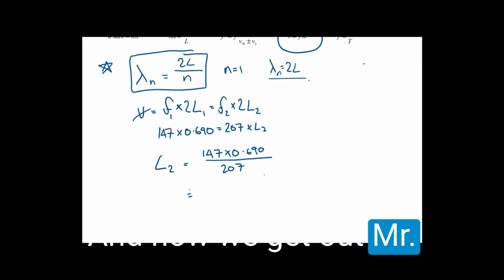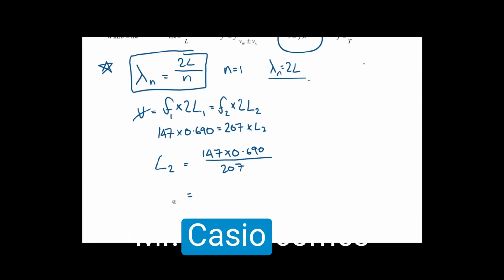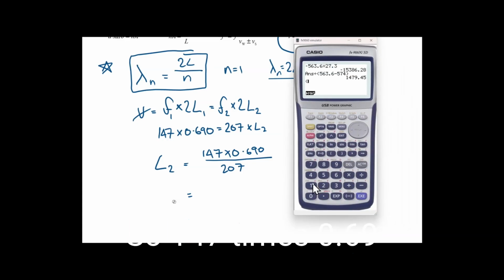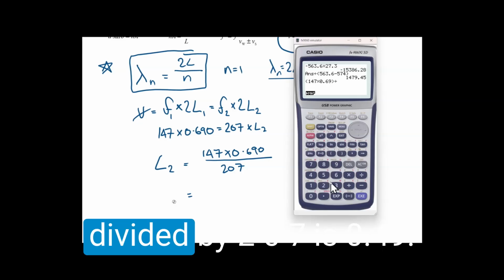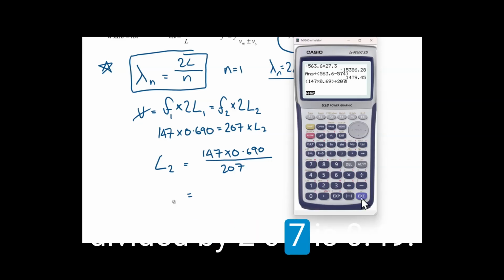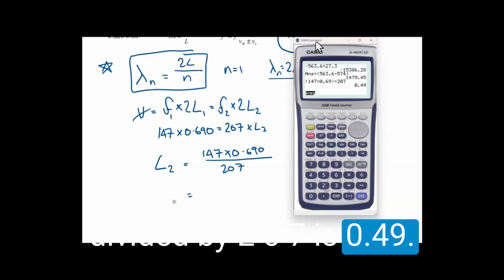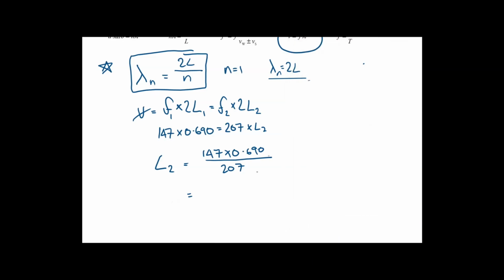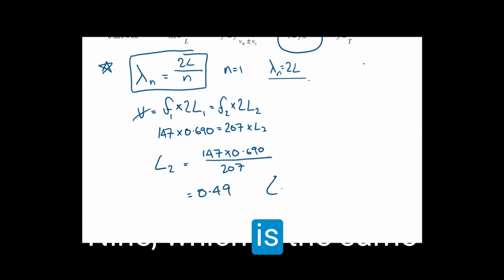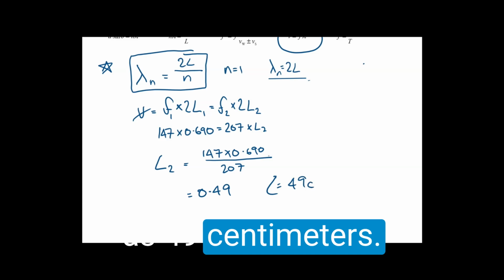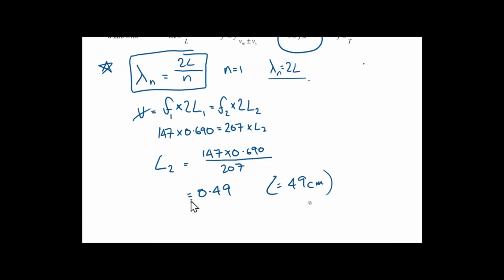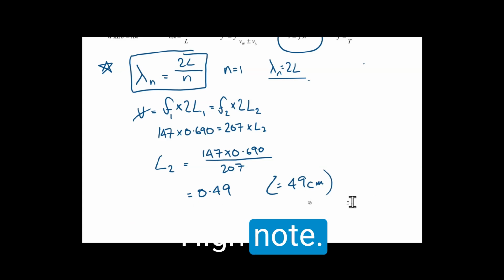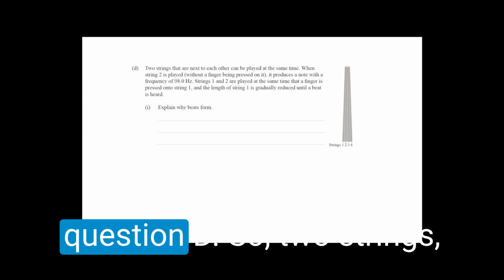And now we get out Mr. Calculator. Mr. Casio comes to the rescue. 147 times 0.69 divided by 207 is 0.49, which is the same as 49 centimeters. Same harmonic, higher note. Okay, so let's move on to question D.